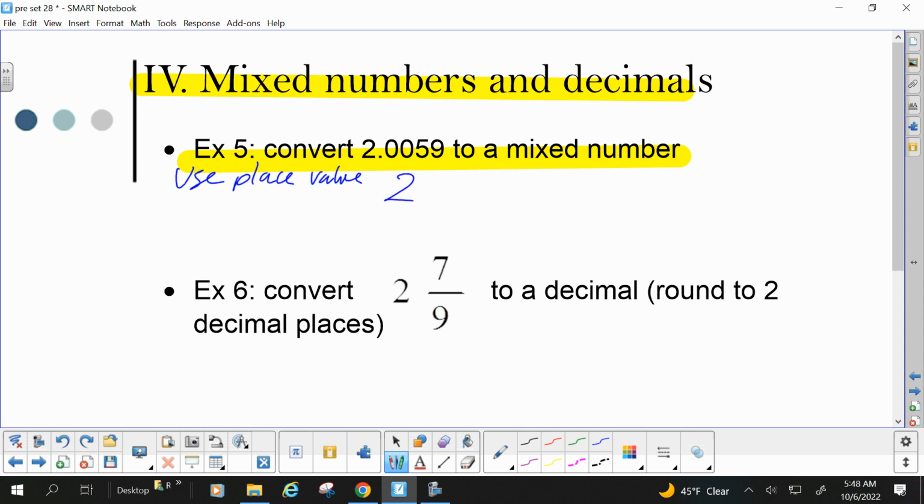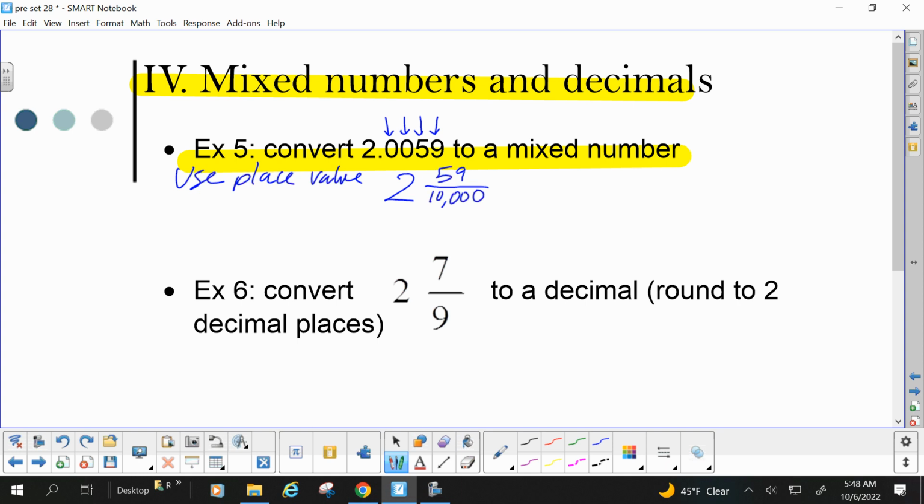It's 2, and we go to the decimal and say, what place value is this? Remember, it starts with tenths, then hundredths, then thousandths, then ten-thousandths. So we'd say this is 2 and 59 ten-thousandths. The decimal part you've been doing already. It's just putting a 2 in front. Definitely, no big deal. That'll be a sign, I hope.